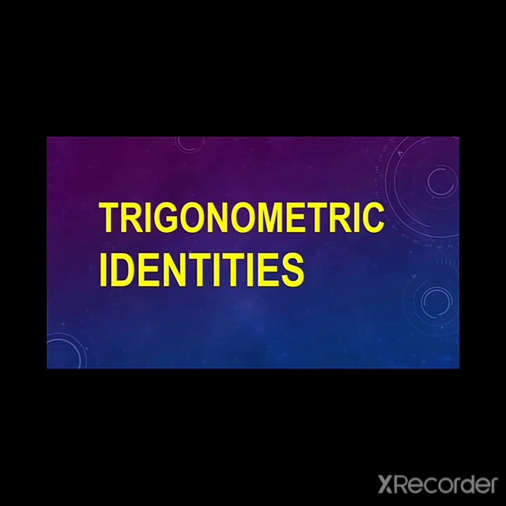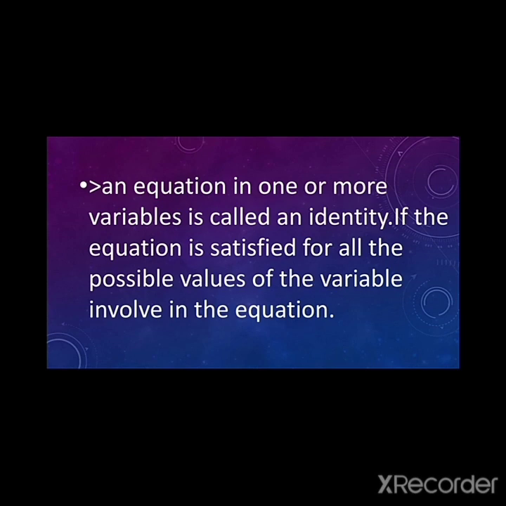So now I am going to discuss the trigonometric identities. The first section is where we're going to define an identity. An equation in one or more variables is called an identity if the equation is satisfied for all the possible values of the variables involved in the equation.